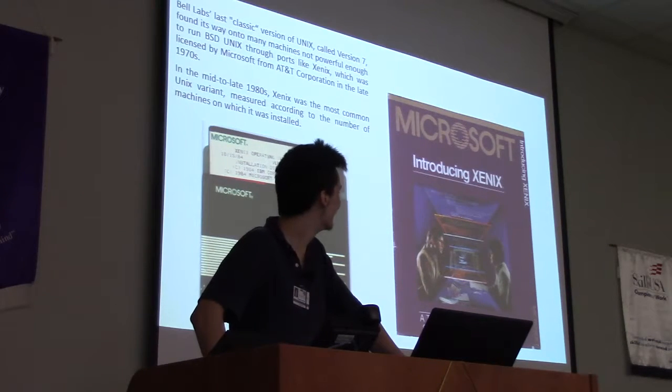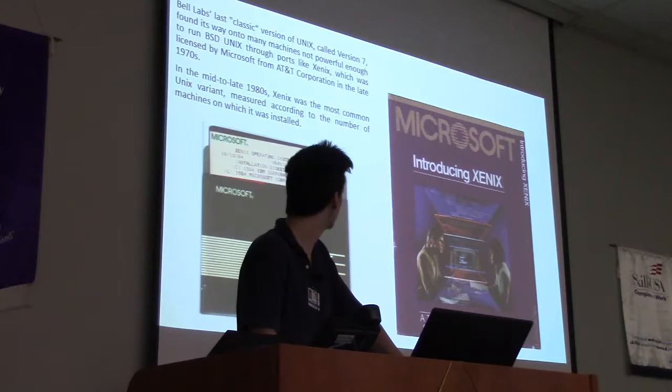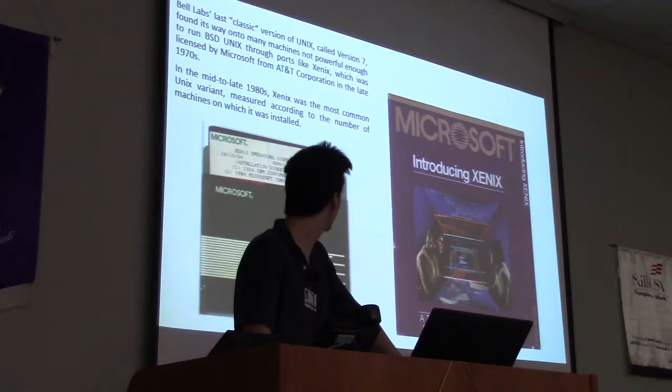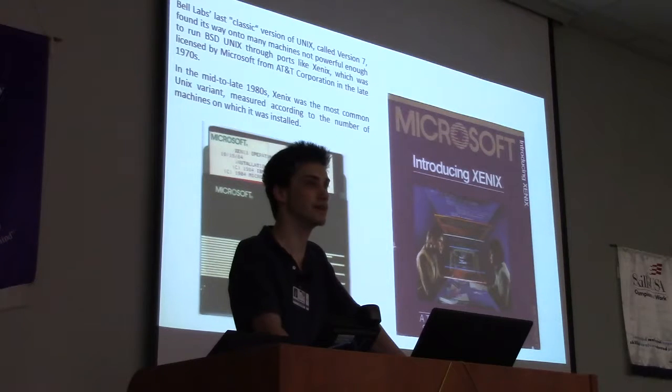So we've got, a nice evoke, Microsoft introducing Xenix and an original installation floppy in 1984, version 1.0, yeah. So Microsoft produced their own Unix distribution back in the 1980s.